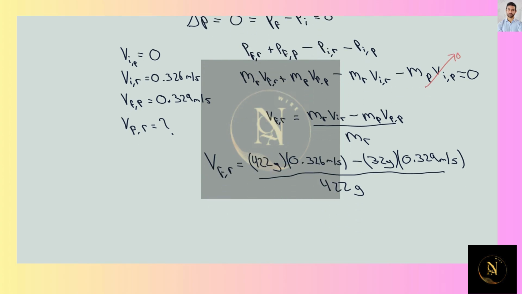So the final velocity for red is equal to 0.301 meters per second. Notice that the units, grams and grams, cancel out, and we end up with meters per second. So this is going to be our final answer.